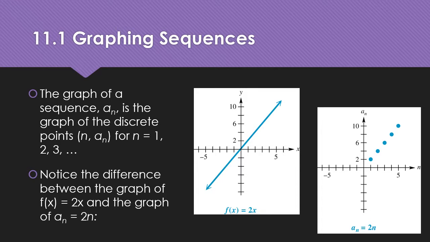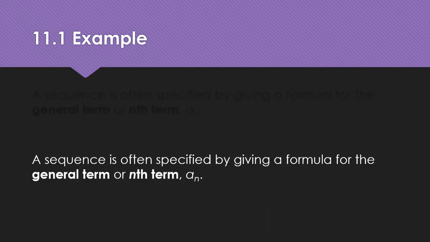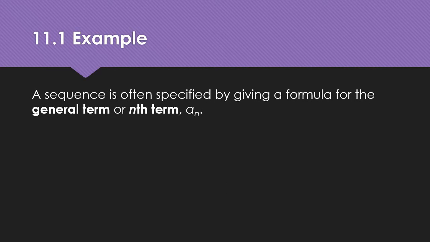Notice 0 is not included. Notice that they're all positive. And again, we don't have fractions or decimals. We simply have the natural numbers, the positive integers, being represented here. So we do not connect these dots into a line. That would be inappropriate. A sequence is often specified by giving a formula for the general term or the nth term.